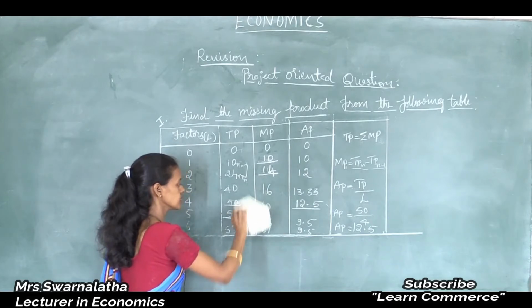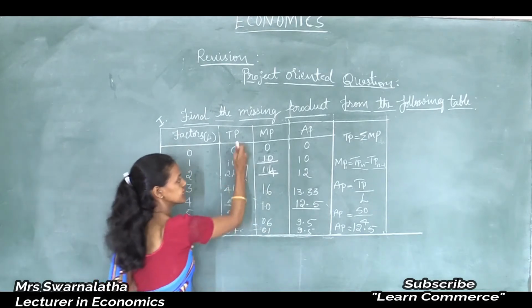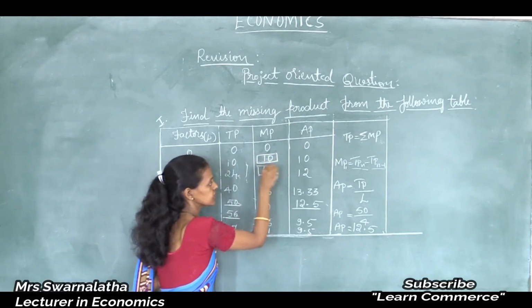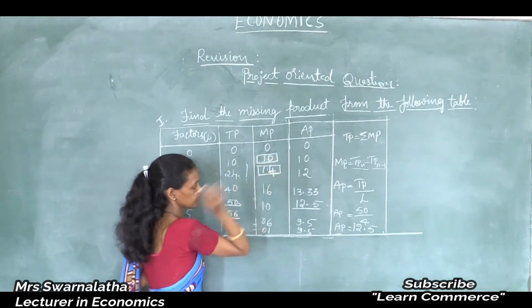So after finding the missing product, you should keep it in a bracket, then you can easily understand.